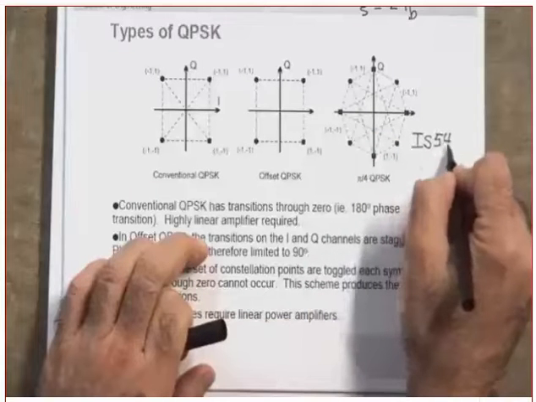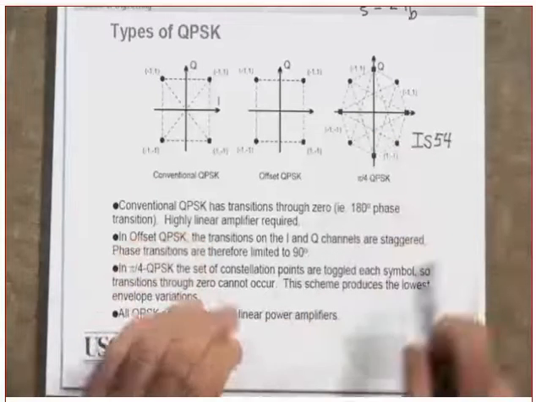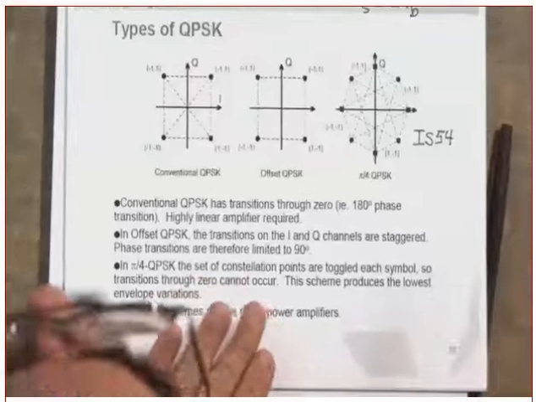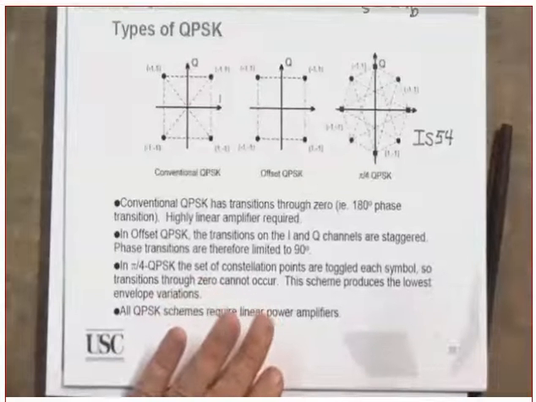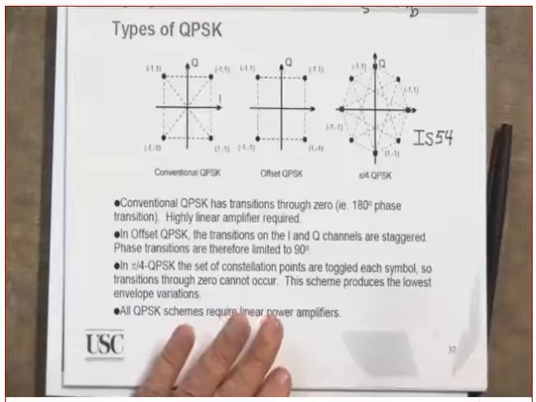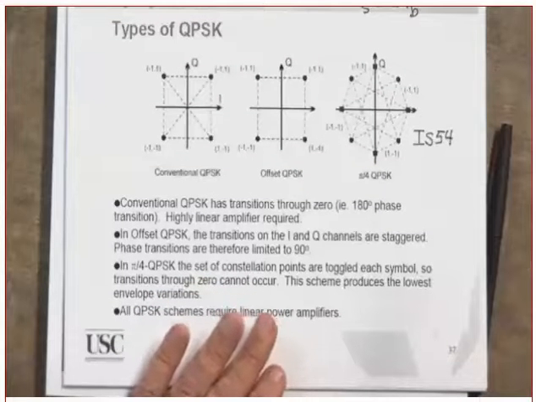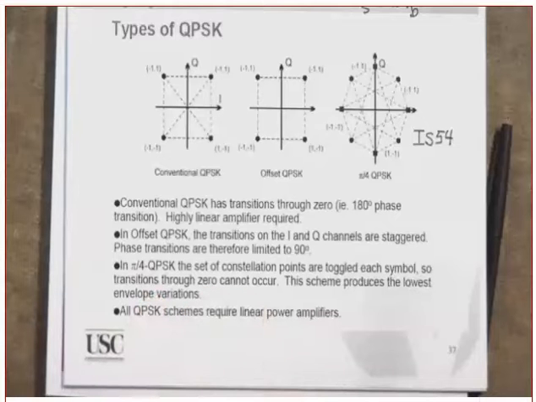IS-54. AT&T developed this one, and it is used in its second generation, which is TDMA based. TDMA stands for time division multiple access. By the way, so is GSM. GSM also uses TDMA.